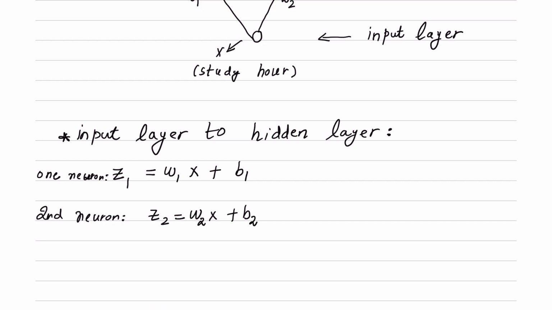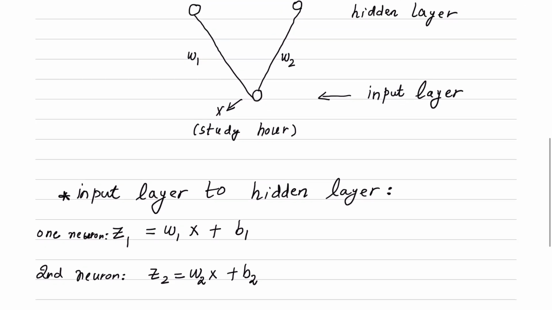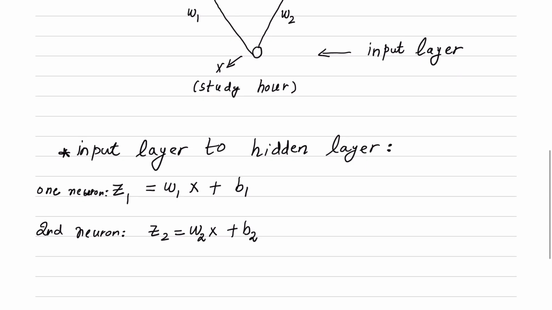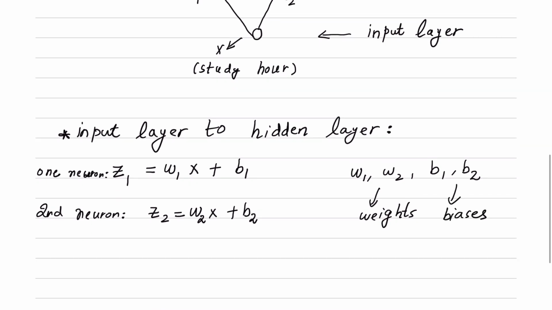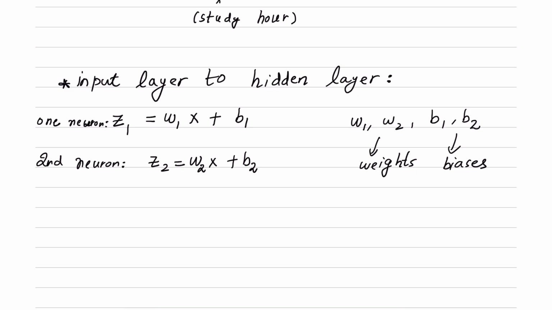So when we say that neural network learning is being conducted from input to the hidden layer, basically the weights W1, W2, B1 and B2 are going to be determined. Now these two will be called weights and these two will be called biases. Let's try to understand the raw concept behind these weights and biases.